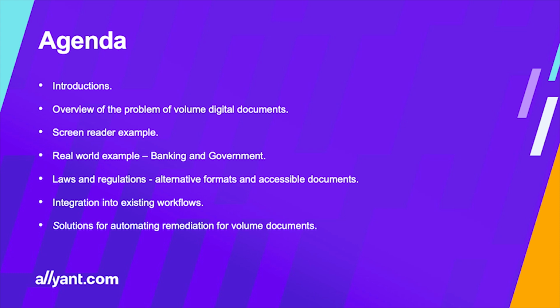We're going to then talk about how this can be integrated into your existing workflows, because that is critical to being able to adopt an automated accessibility solution. It can't interrupt your current processes. And then finally, we'll go into the specific solutions that we have around automating remediation for volume documents, and also some testing and alternative format discussions. So with that, we're going to jump into the conversation.